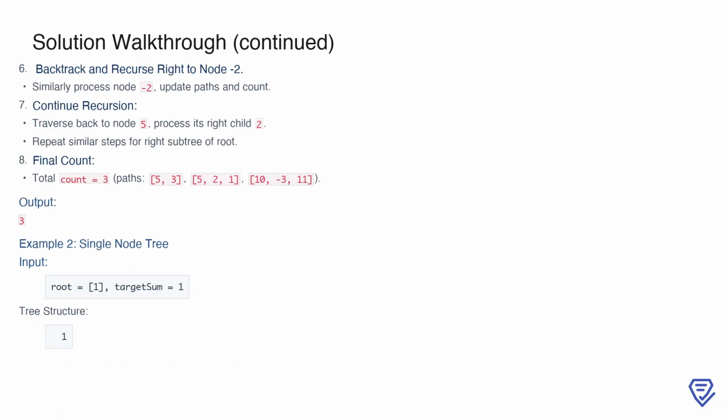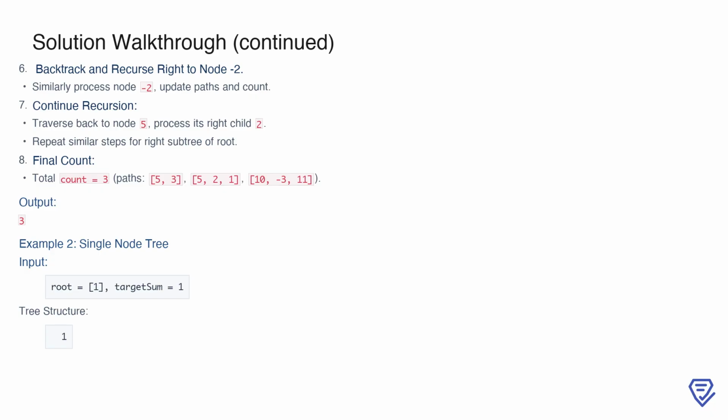From the left leaf node 3, we backtrack to node 3 and explore its right child, node -2. The path sums are updated, and any matching paths are counted similarly. Once the left subtree of node 5 is fully processed, we backtrack again to node 5 and move to its right child, node 2. Here, we repeat the process for the right subtree of 5, including its child node 1.